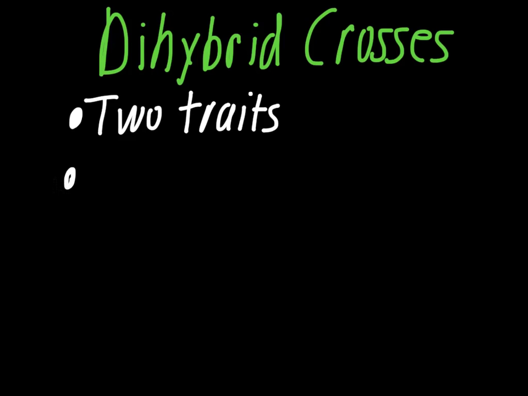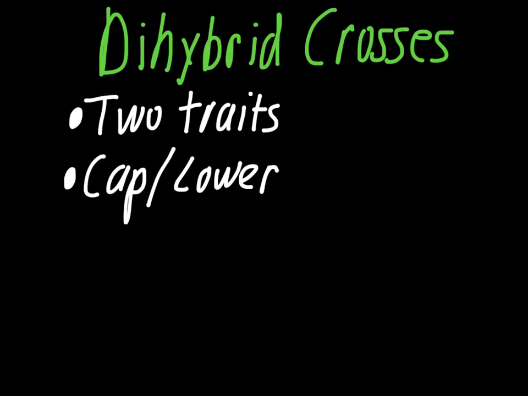The other thing is this is why we're using the capital and lowercase letters. Because at this point, since we have two traits, it would be very confusing if you were using one letter for dominant and another letter for recessive. So this is why we keep it as the same letter. It's the first letter of the dominant trait. We just have it be capital for dominant, lowercase for recessive.